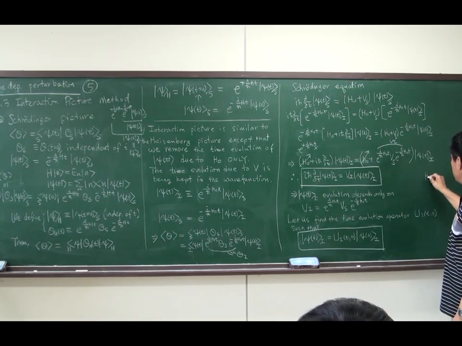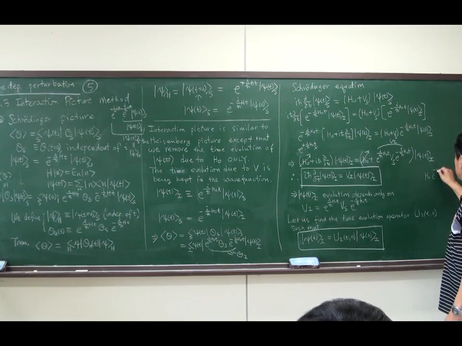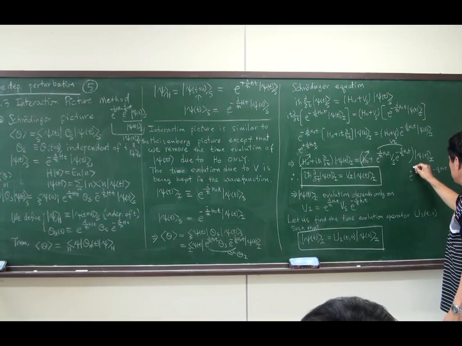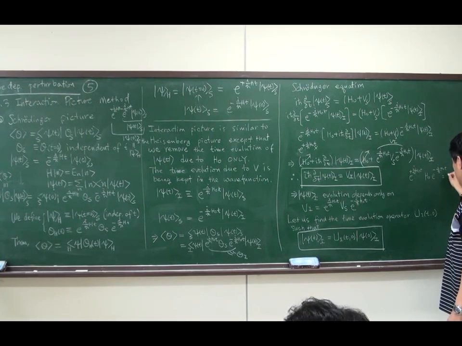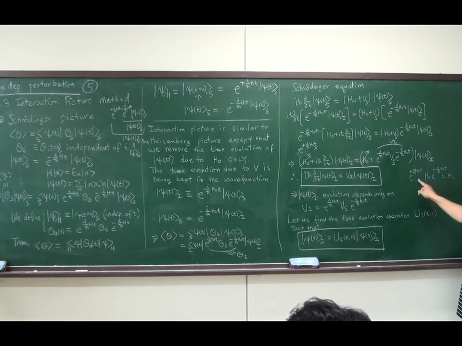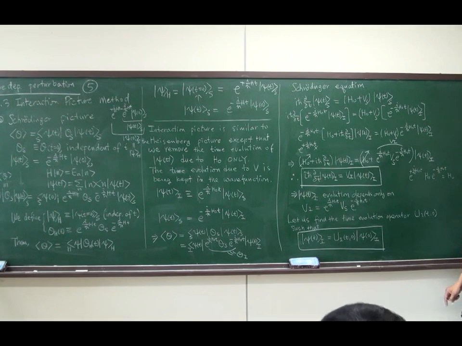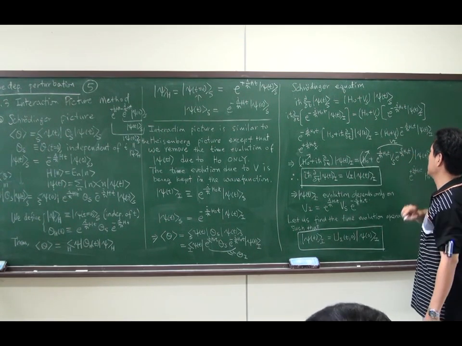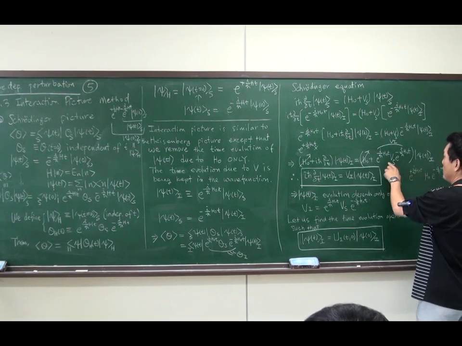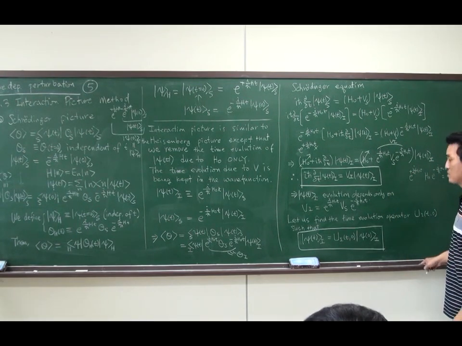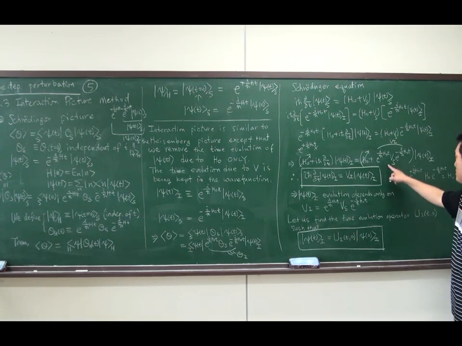Regarding this, I have H0 e to the minus i H0 t plus i over h bar H0 t, and this is just H0, right? Because they commute and they are inverses, it is H0. So this is this. And the next one is the potential. I don't know whether the potential commutes with H0 or not, so I leave it as it is.